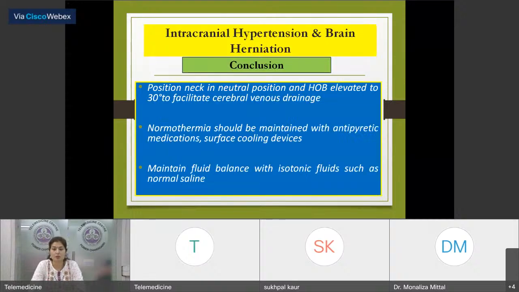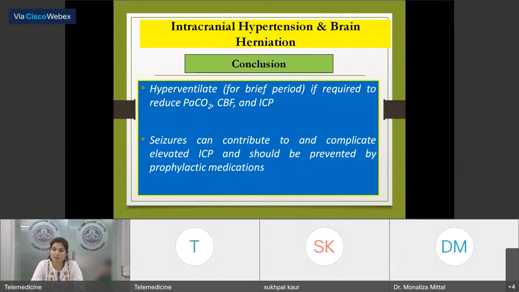To summarize my topic, to keep the intracranial pressure in check, position the neck in a neutral position and elevate the head of the bed to 30 degrees to facilitate cerebral venous drainage. Normothermia is always important for these patients. You can take help of tepid sponging, or antipyretic medications. Maintain the fluid balance. Normal saline is the most common solution used for these patients. Hyperventilate for a very brief period.